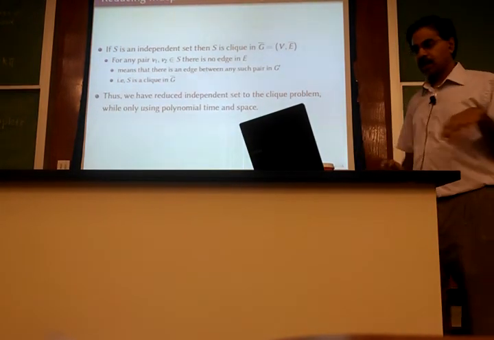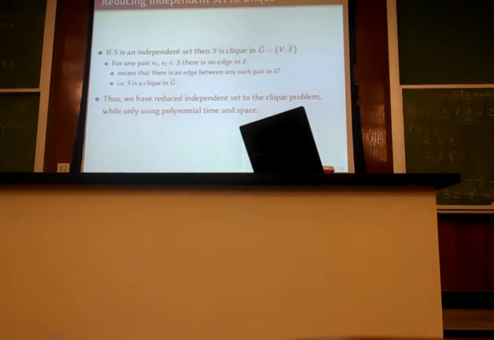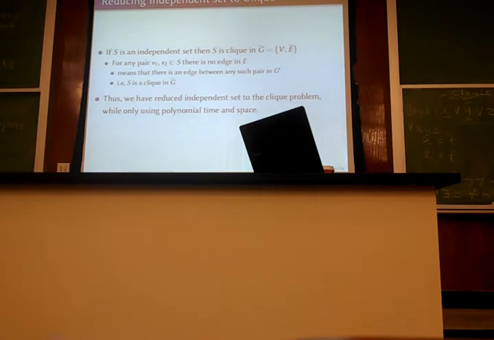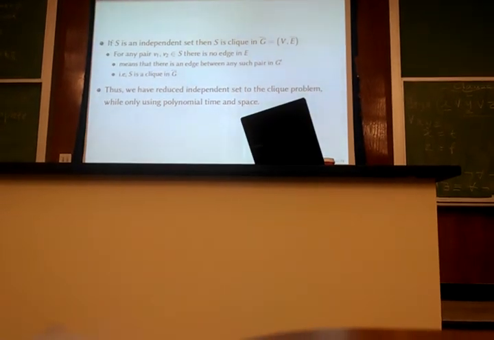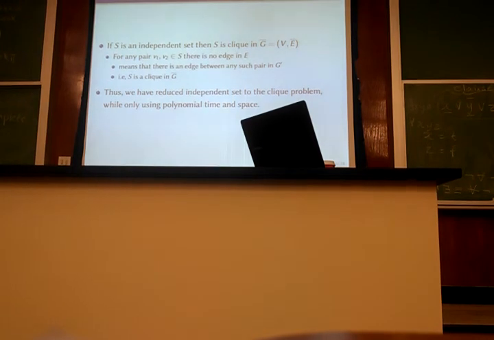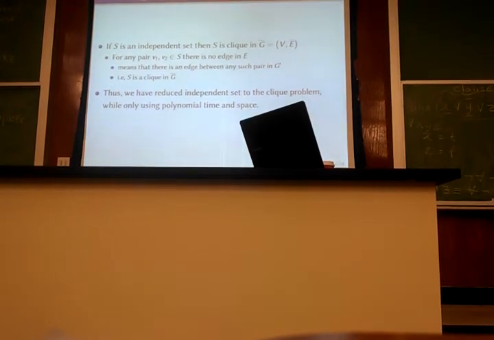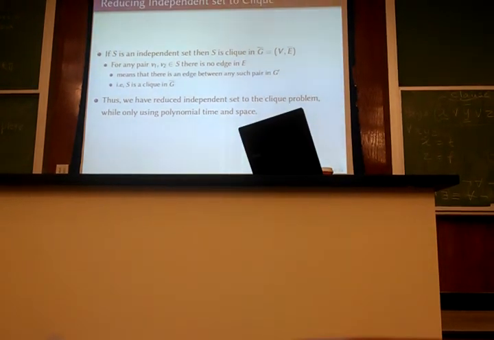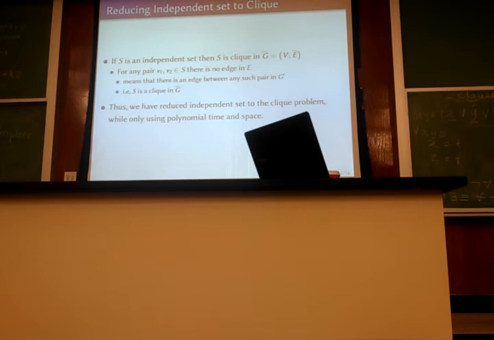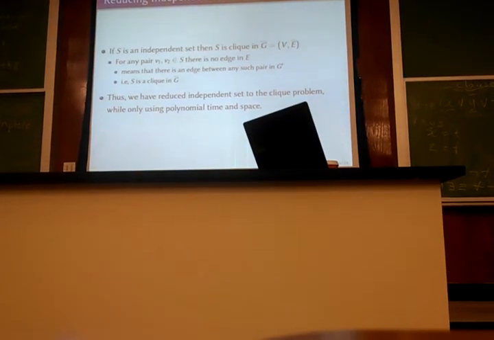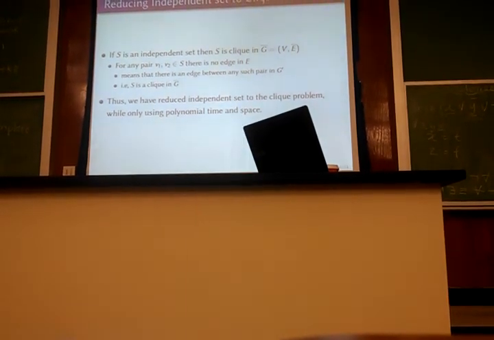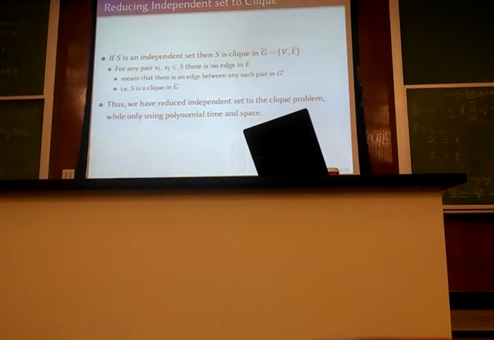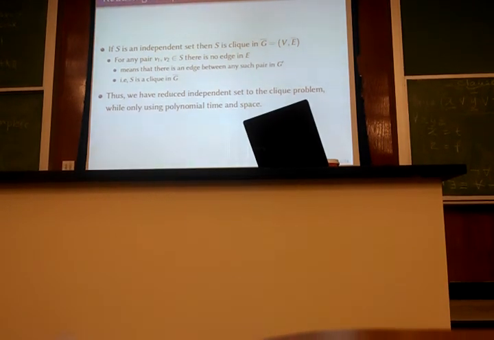Now, clique has a similar simple interpretation, right? If S is an independent set, then it is also a clique in the complement of the graph. Okay, what's the complement of a graph? The complement of a graph is obtained by taking two vertices u and v. If there is an edge in the original graph, then there is no edge between those vertices in the complement graph. If there is no edge, then the complement has the edge. So you just flip the edges.